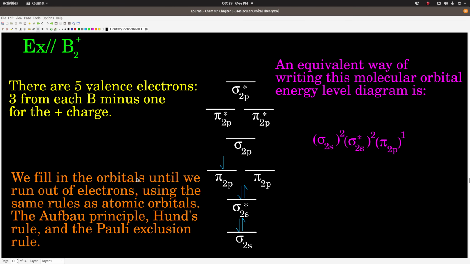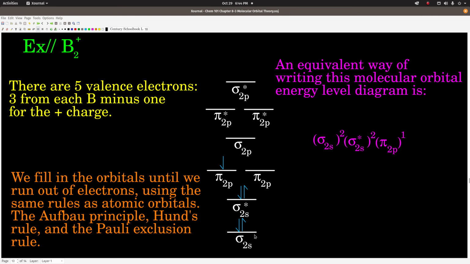So let's do some examples. If we look at the diboron cation, B2 with a plus charge, we want to fill in the molecular orbital energy level diagram. Because this is before oxygen, we use the one where the sigma 2p is higher than the pi 2p's. This molecule has 5 valence electrons. Guys, it is important to make sure you count the right number of valence electrons. So each boron has 3 valence electrons, times 2 is 6. The plus charge means we lost one, so there are 5.